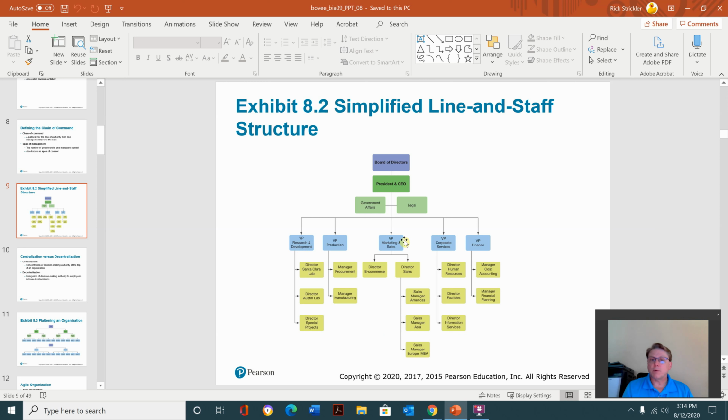These two people would report to the vice president of sales. These three people probably report to the director of sales, and then so on and so forth. Okay. This one is a little bit confusing. It's better if they're horizontal like this instead of vertical.